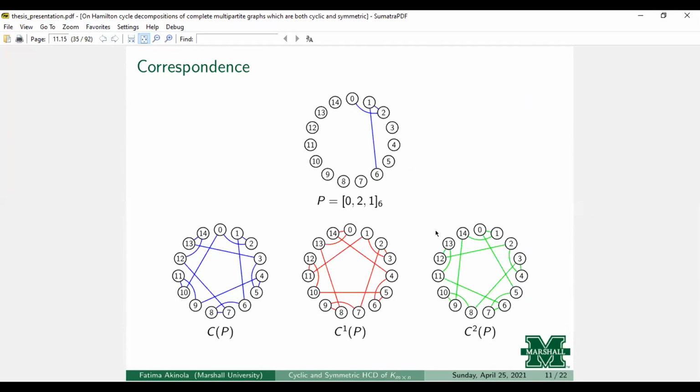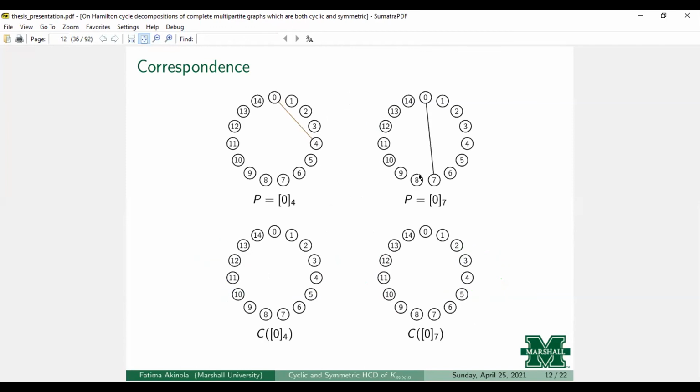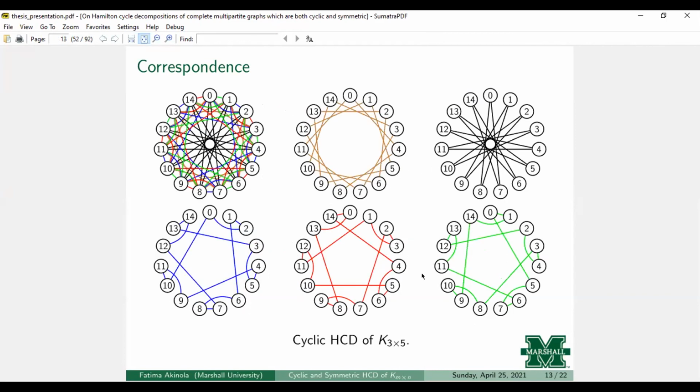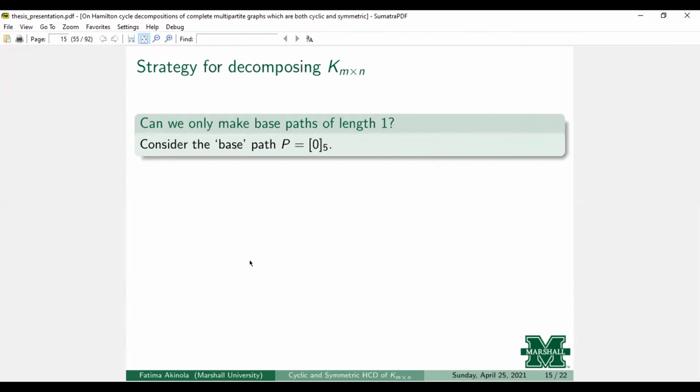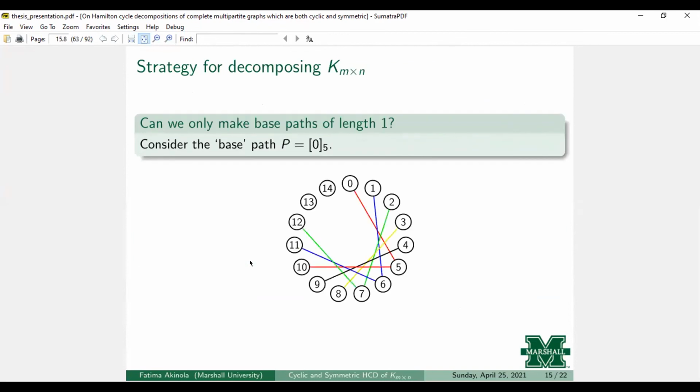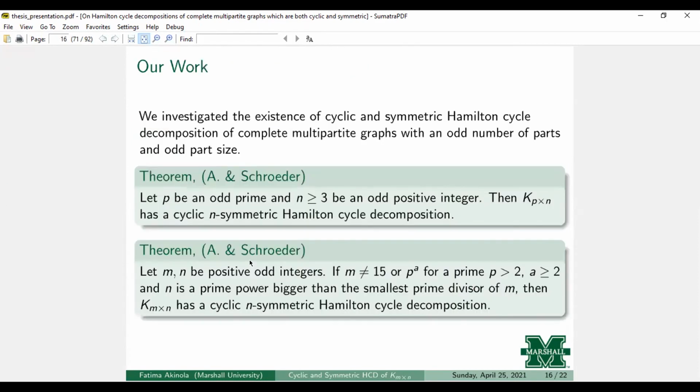And then you get 3 cycles. Remember, this looks like all the cycles in K 3 by 5. And these are base paths of length 1 because they only use 1 edge length. If I apply sigma to that a number of times, I get back my cycles. So in general, you can just use base paths to find your cycles, and the rest is just our work. The main work was why we can't use base paths of length 1.